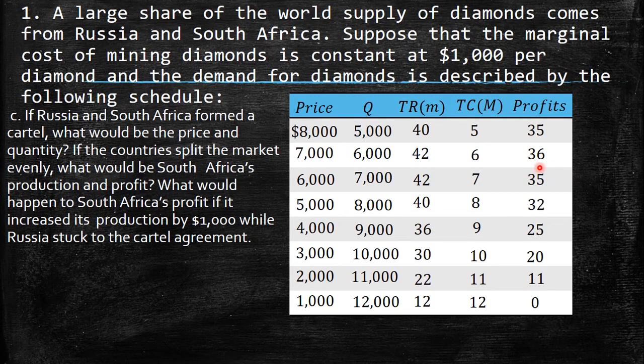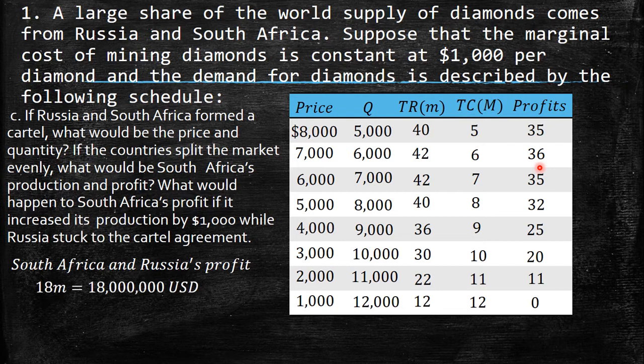So then which should be the quantities? It should be split exactly the same. So it's going to be divided. Russia will produce 3,000 diamonds, and South Africa the same. Okay, so then let's have a look. So here should be 18 million. Why? Because it should be 36, you split that in two, then that should be the profit, and the quantities as I said before.